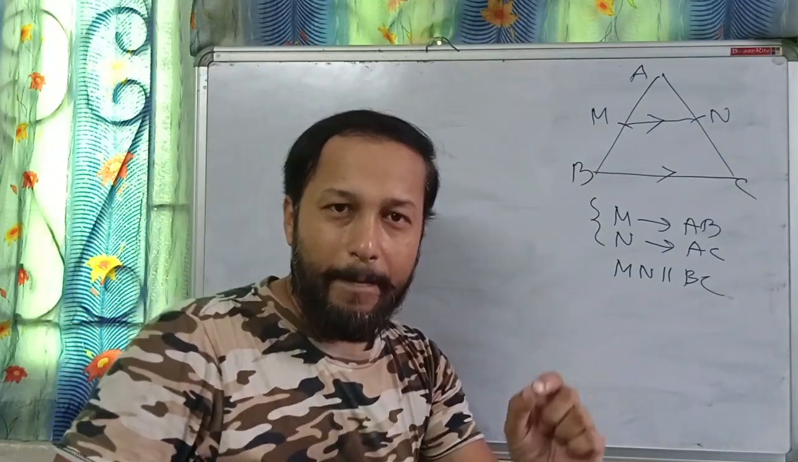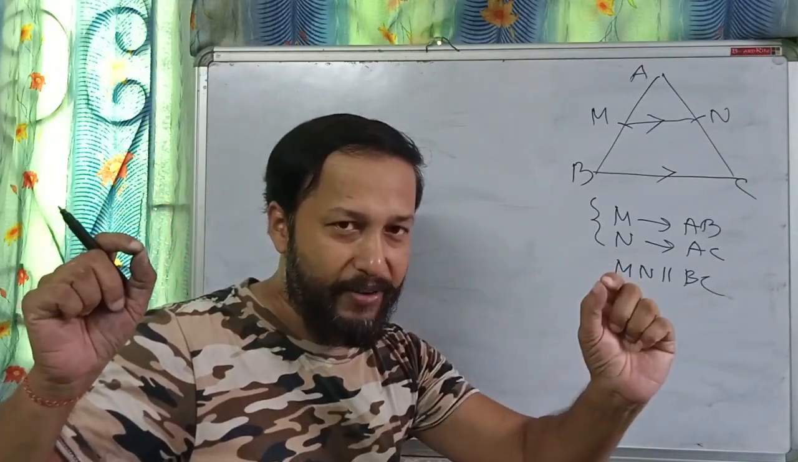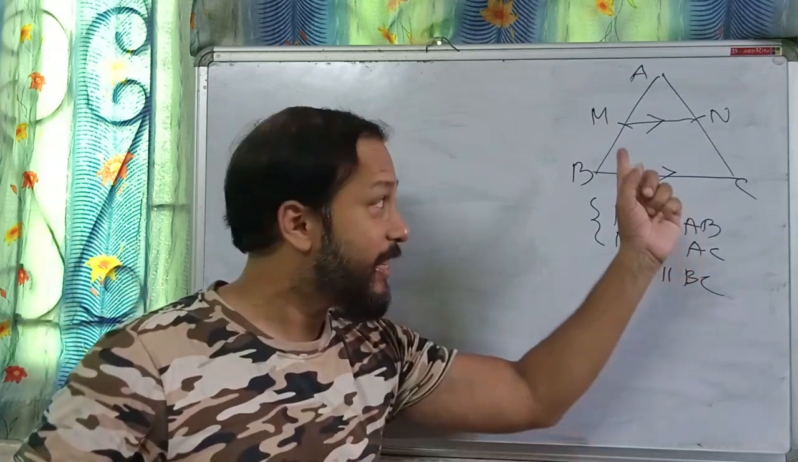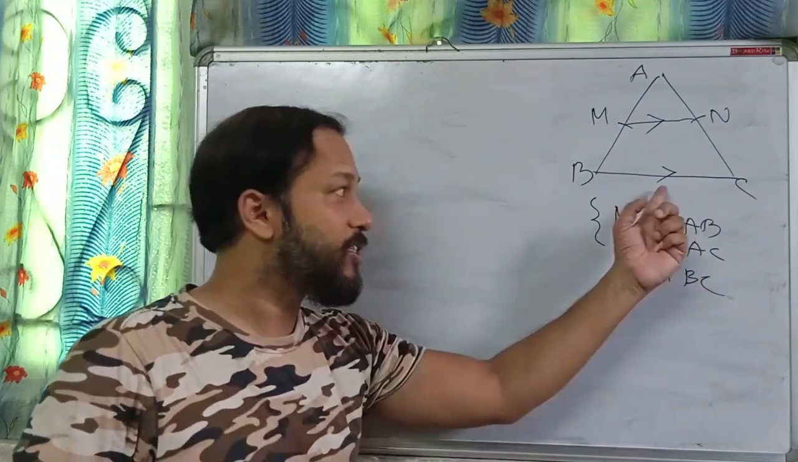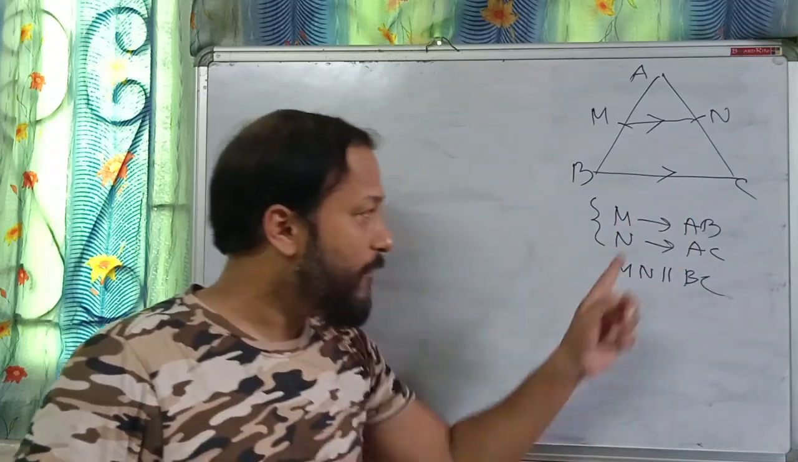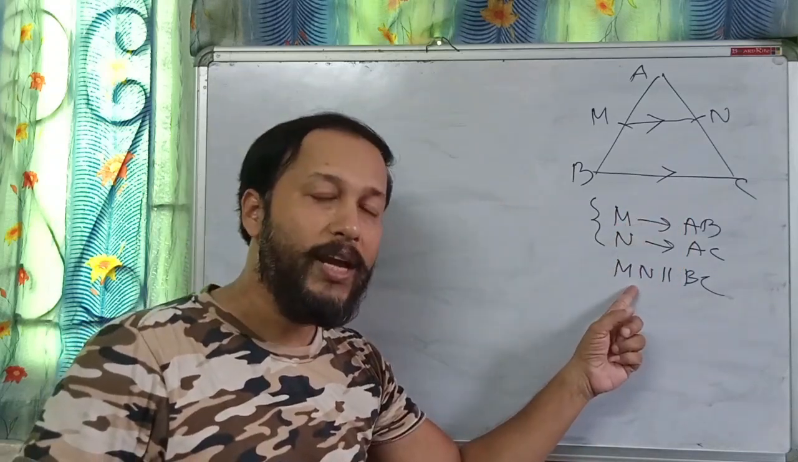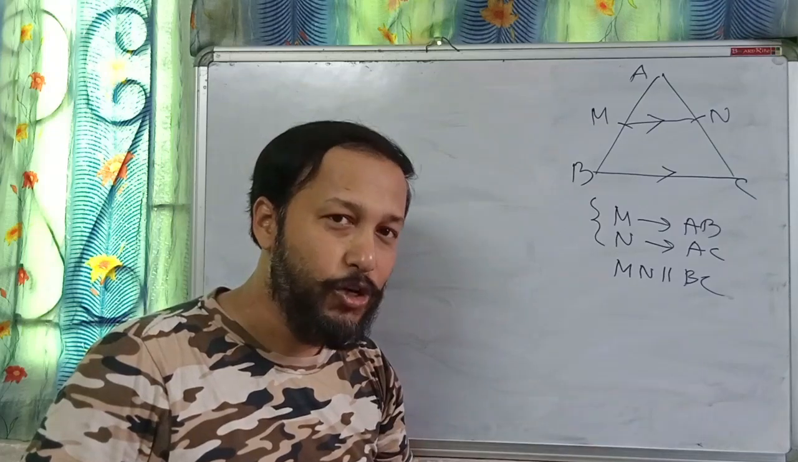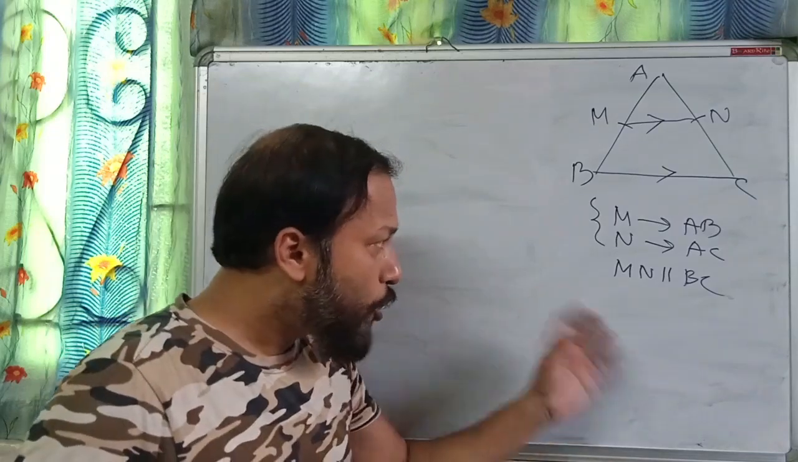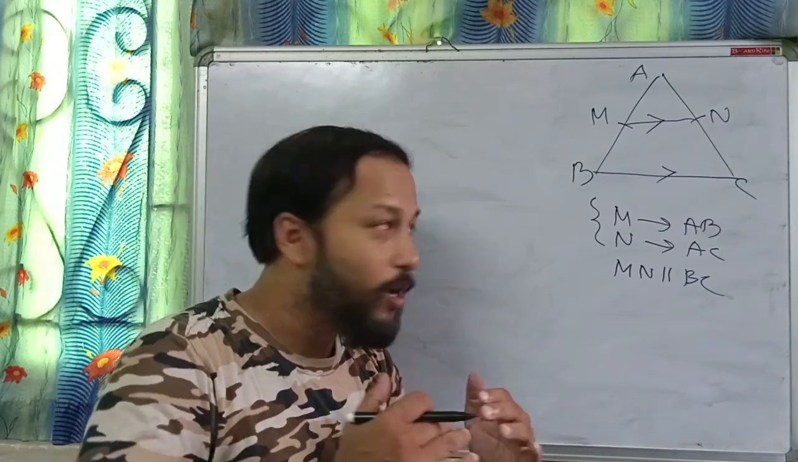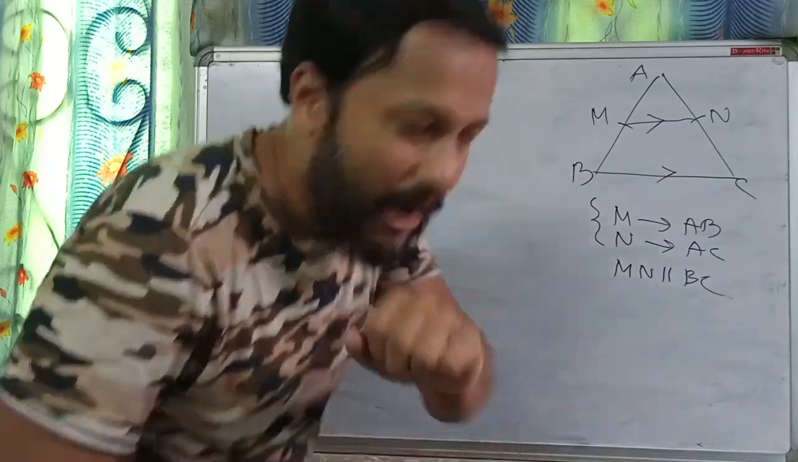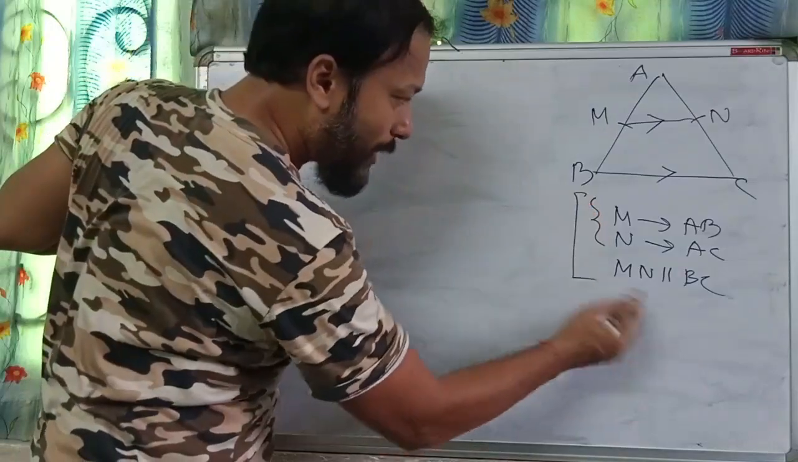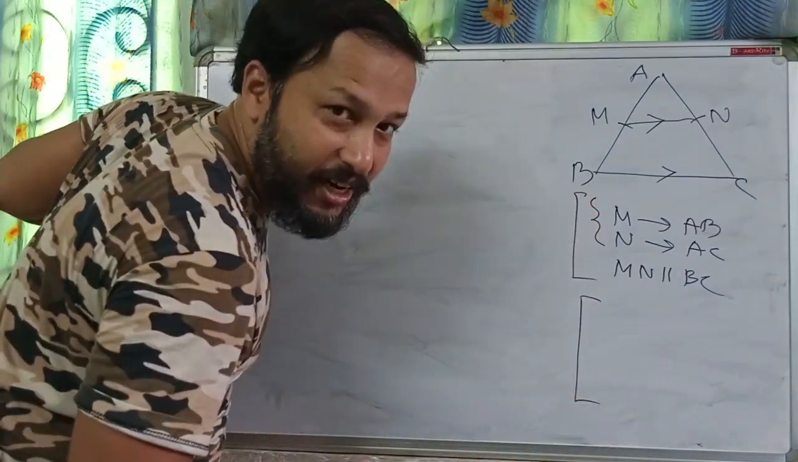Understood? So if M is the midpoint of AB, N is the midpoint of AC, then the line joined by MN will be parallel to the third side, that is BC. So if these two are given, then we can write this. Okay, this is midpoint theorem. Understood? Now, not only that, we can state a few more steps from that. See how, this is one set. We'll see another set here.